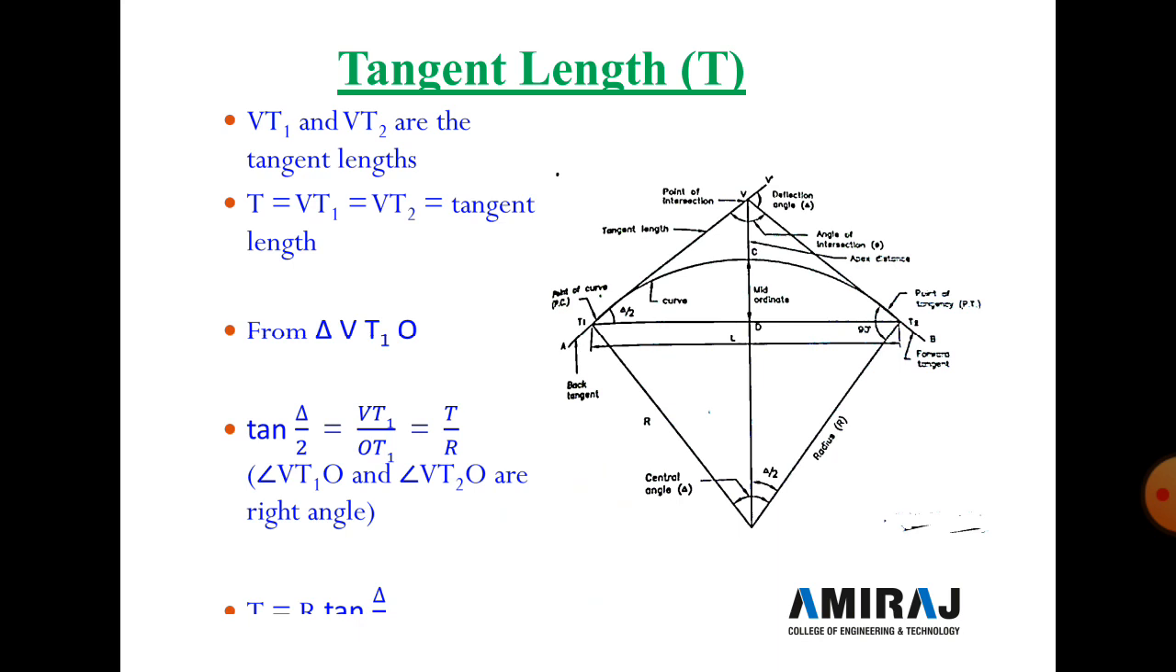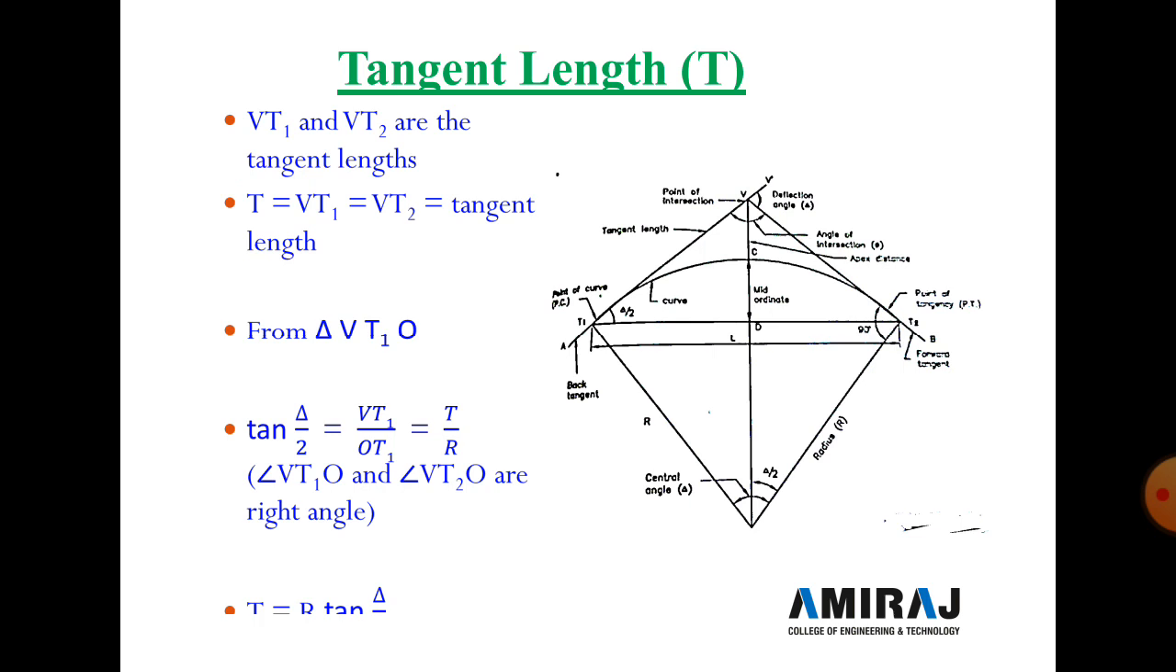Now next is the tangent length. What is tangent length? The tangent length is this length VT1 and this length VT2, so it is called the tangent length. VT1 and VT2 is equal to T. So T is the tangent length.